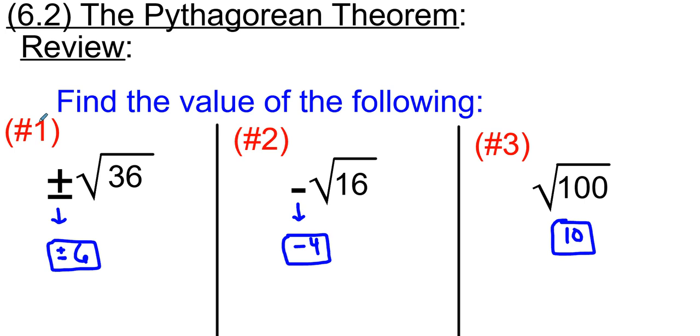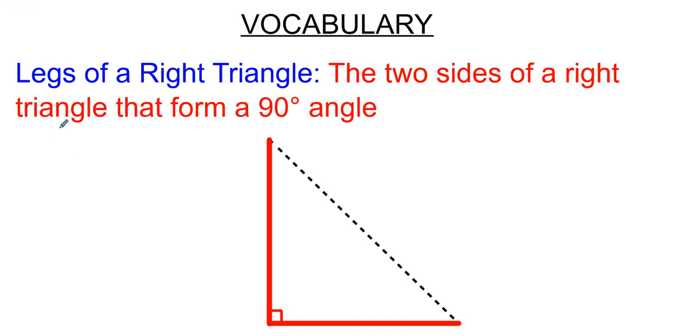All right, so there's just a quick review of section 6.1. Now we're going to get into some vocabulary. So leading up to the Pythagorean theorem, this is not the Pythagorean theorem just yet, but we're looking at different parts of a triangle. So the two sides in red here are the legs of the right triangle, and they're the two sides of the triangle that form a 90-degree angle or a right angle. So the symbol again tells us that this is a 90-degree angle or a right angle. So this is a right triangle. So these are the legs, the two legs of the triangle that make up the 90-degree angle.